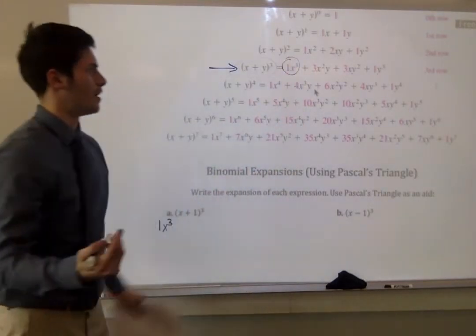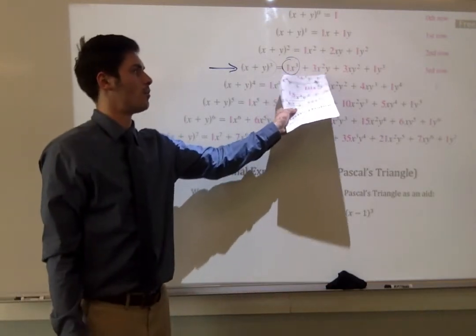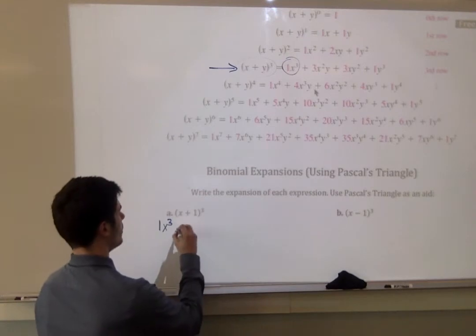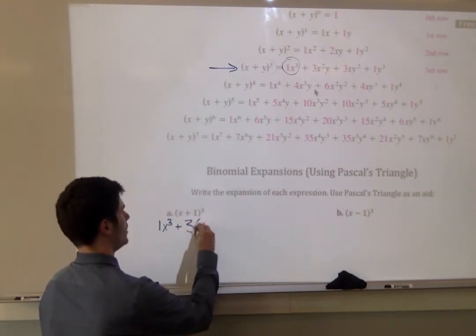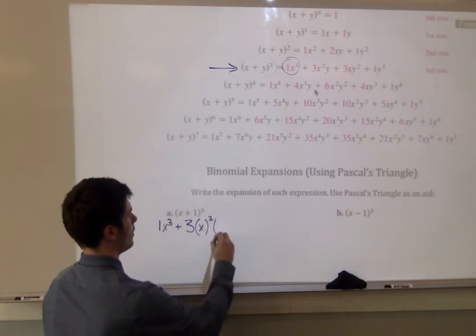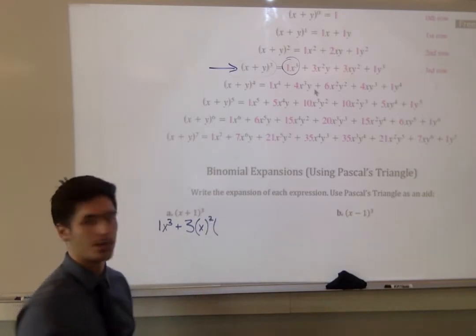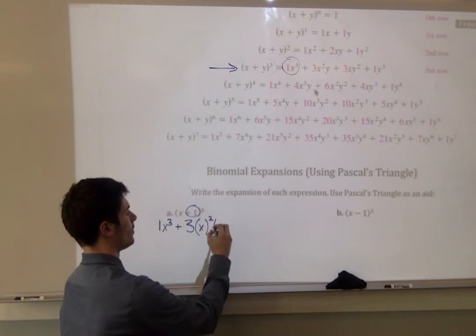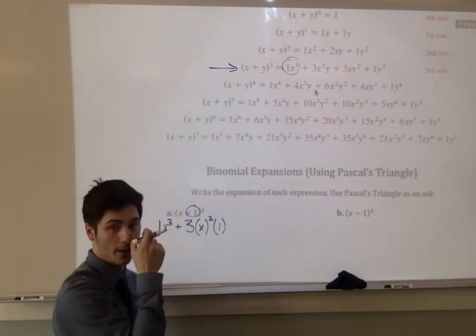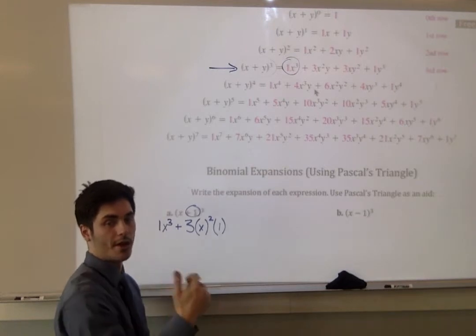And so the second spot is where we'll have x squared y to the first, and our coefficient is 3, so plus 3x squared, and our y, our second term in this sense, is positive 1. And then in the second spot here, we know that this is just going to be raised to the first power.